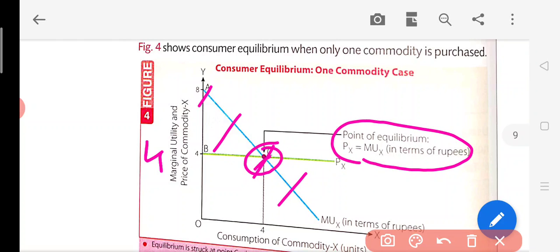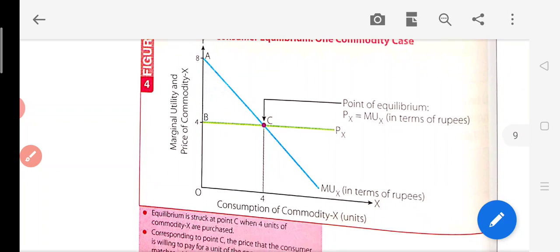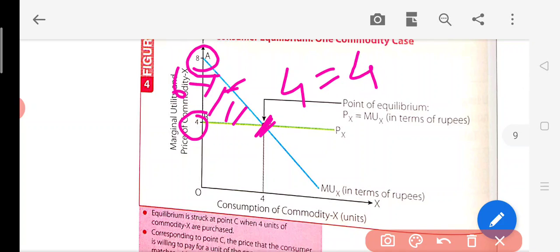So this is the point which shows the consumer equilibrium. Which one? This one. So what does this area show to you? This area shows to you that the consumer is in surplus because he is paying 4 rupees, he is getting more satisfaction here, maybe here 8, here it is 6. So still he is getting more satisfaction. Here he is paying 4 rupees and he is getting 4 rupee worth of satisfaction. So here he is in equilibrium.